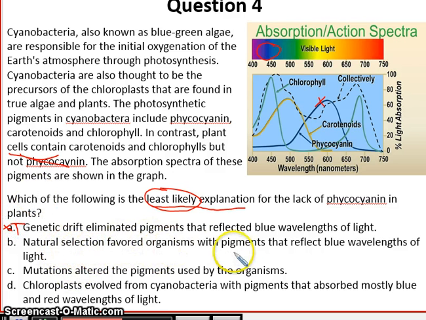Natural selection favored organisms with pigments that reflect blue wavelengths of light. Are we favoring organisms that reflect this or absorb it? Basically, what we see today with our modern plants is that they absorb some of those blues and purples because of the chlorophyll pigments inside of there. So I'm not liking that one.